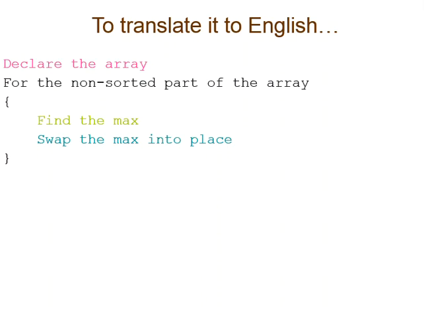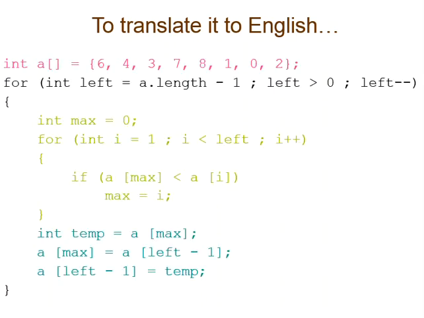So this code has a nested loop. It has a loop out here, that's n, and then it has another loop here, that's also n. So we have n times n, which is an n squared algorithm.